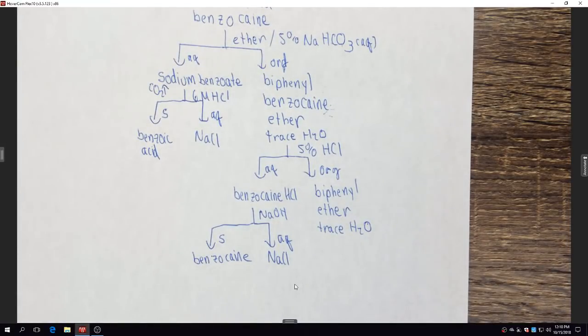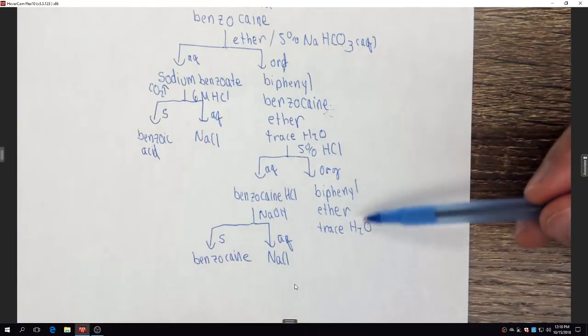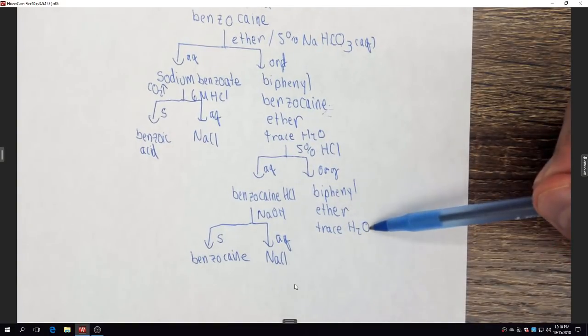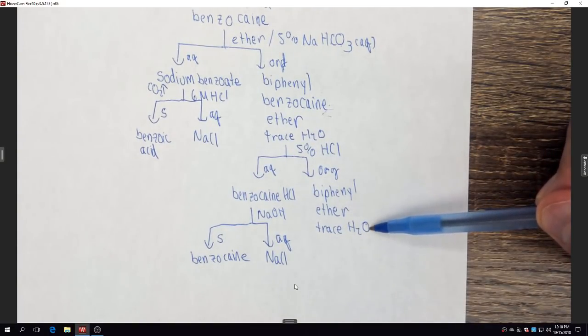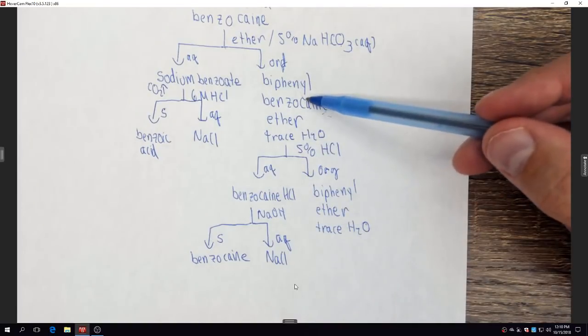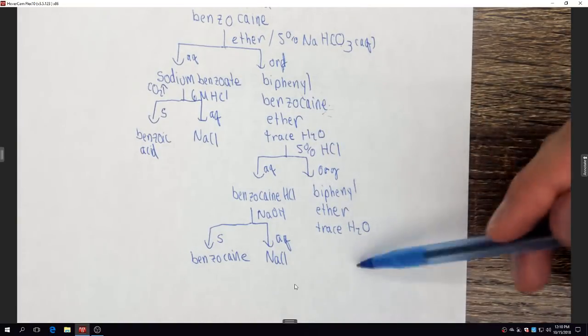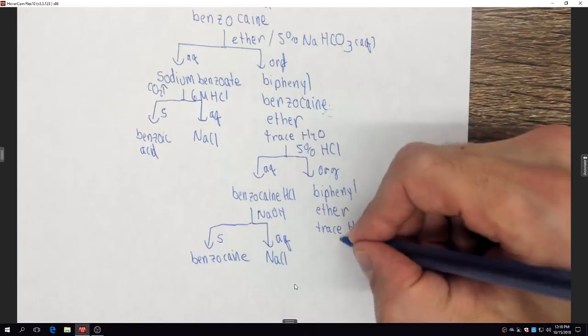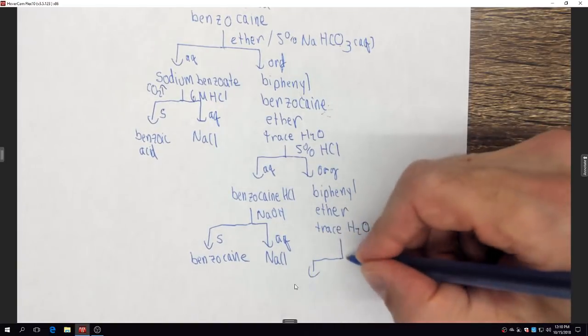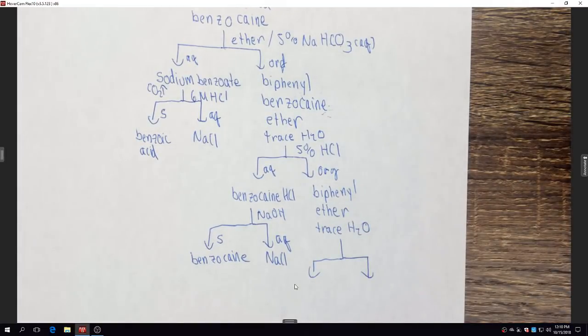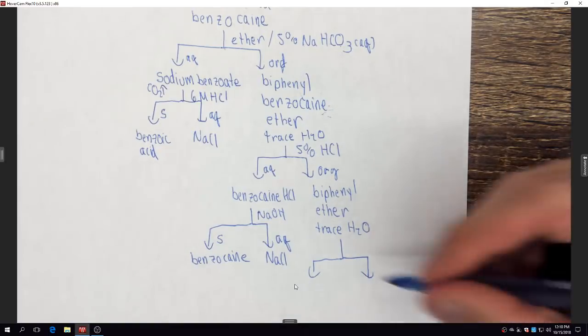All right. At the end of the day, we have biphenyl, ether, and traces of water. Exactly what we had before. We had to go through one extra step to get rid of this benzocaine, but now we're exactly where we started before with the biphenyl. What is the first thing we want to go after here before we evaporate the ether? We got to go get rid of the water.